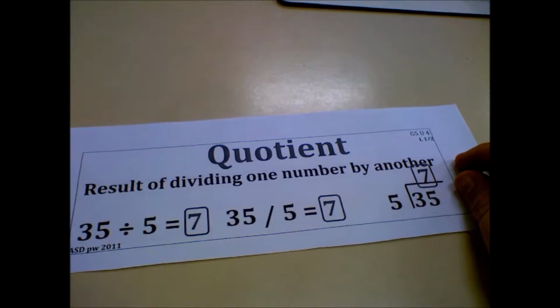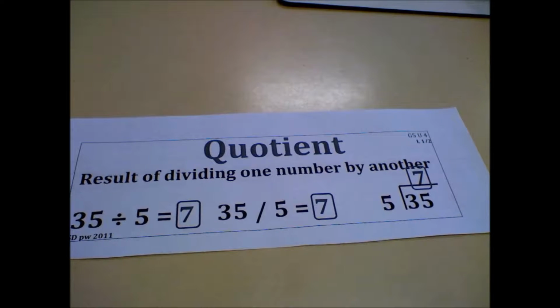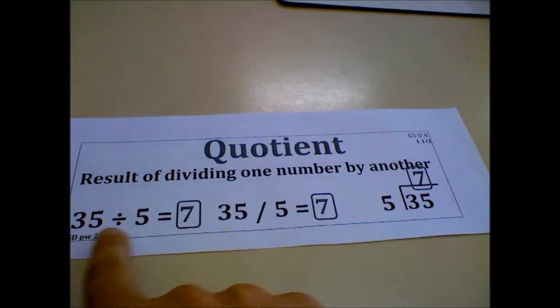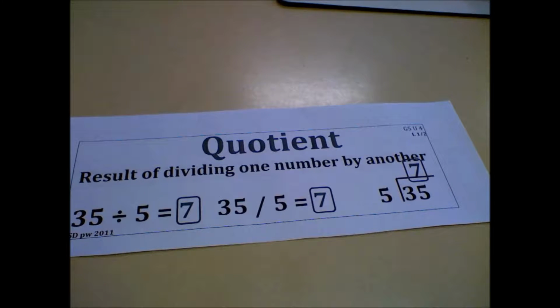Then, a quotient is the result of dividing one number by the other. So in the same sentence, 35 divided by 5 equals 7, 7 is our quotient. Just like we have products in multiplication, in division, we have quotients.